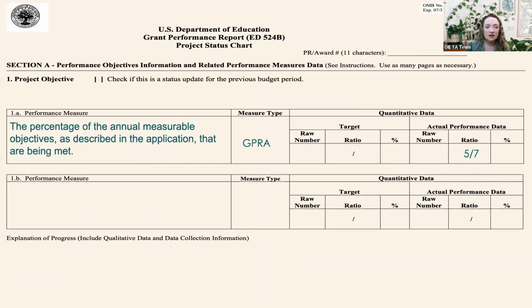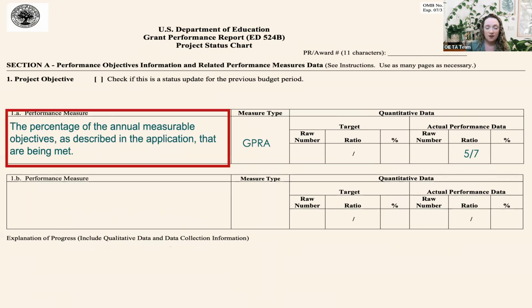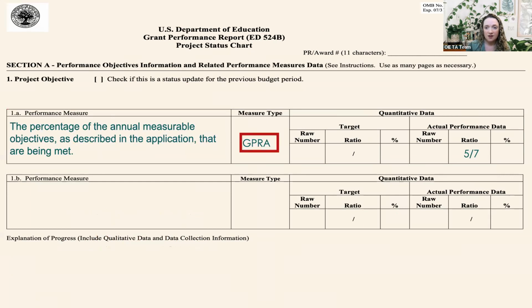What does that look like? Just like this. I've got my GEPRA wording here. I've got my measure type here. GEPRA. I've got nothing in the target because GEPRAs don't have targets. And then I've got my actual here because I met 5 of my 7 objectives. And that's all you have to have. You've completely reported on that now.